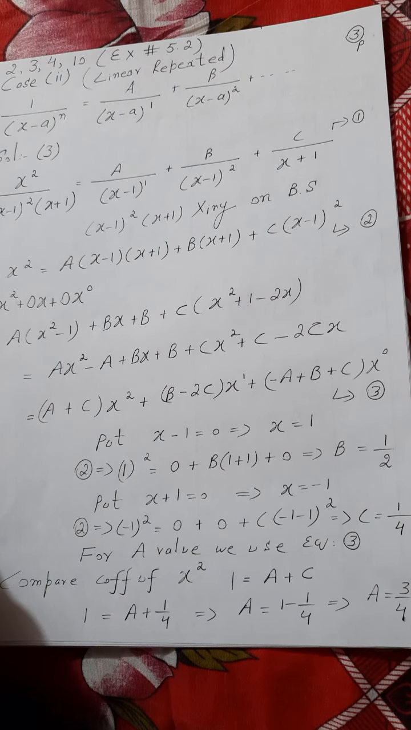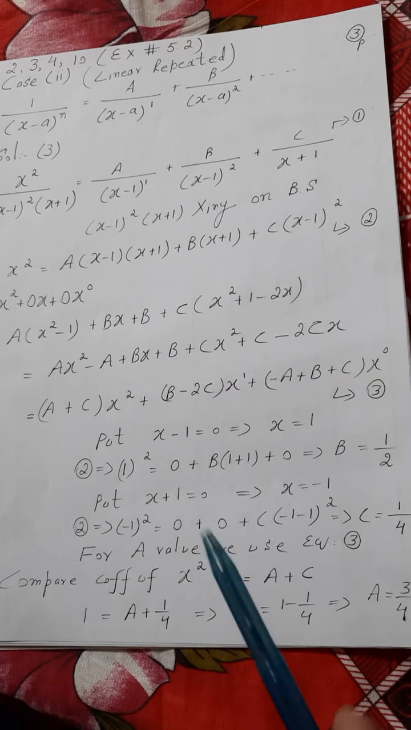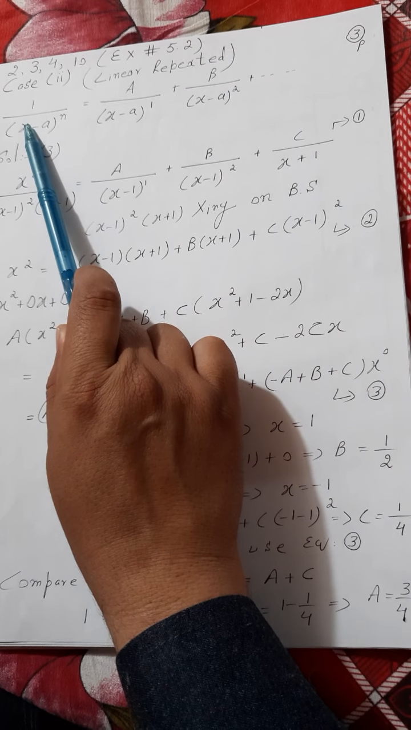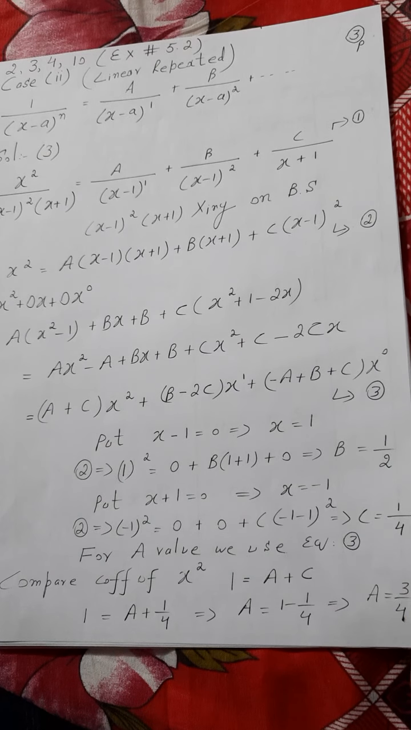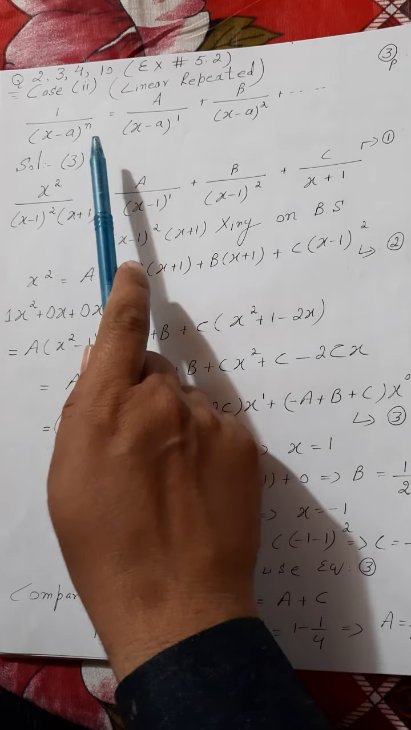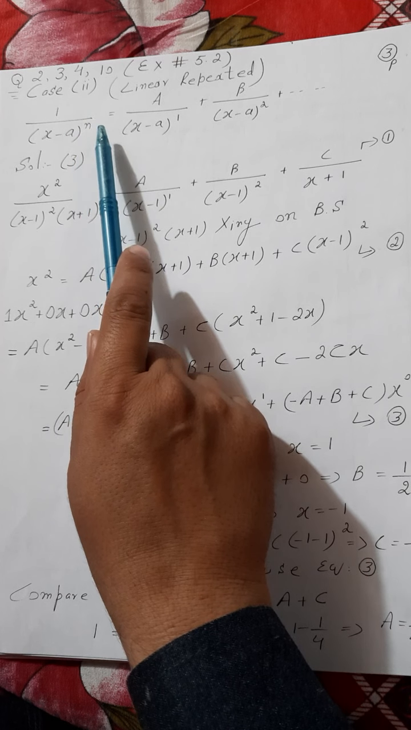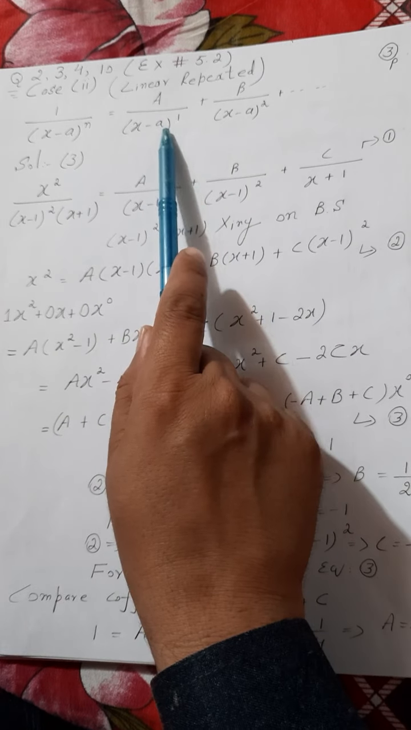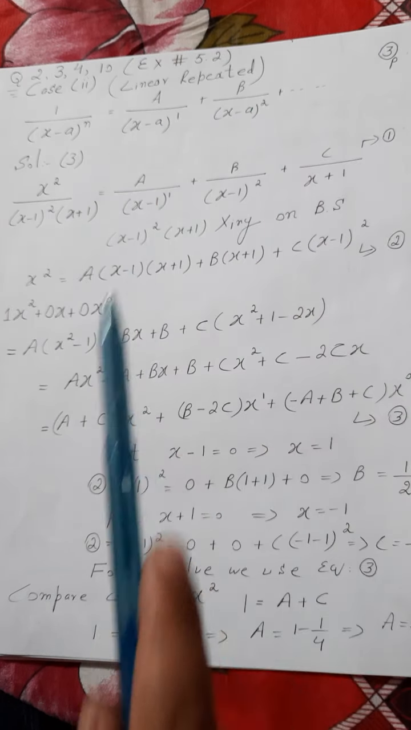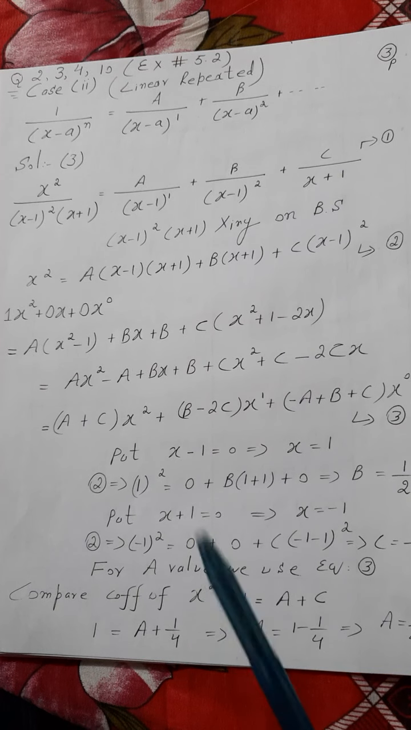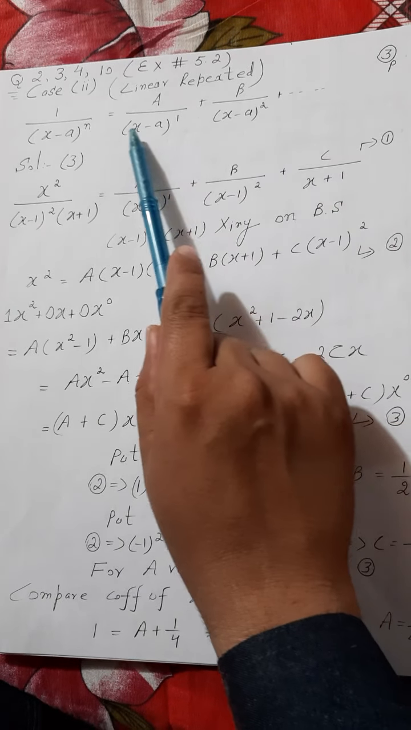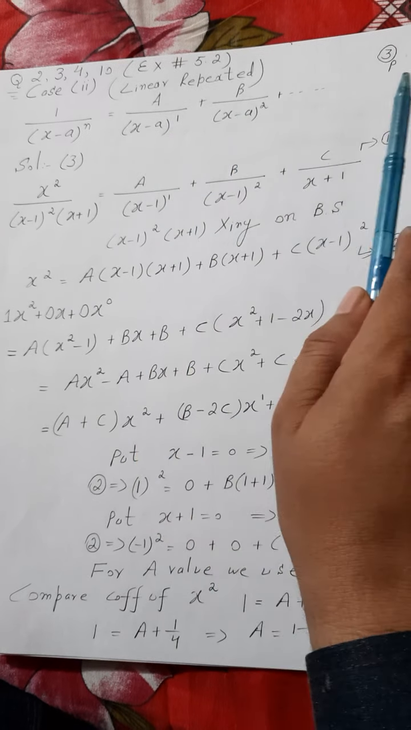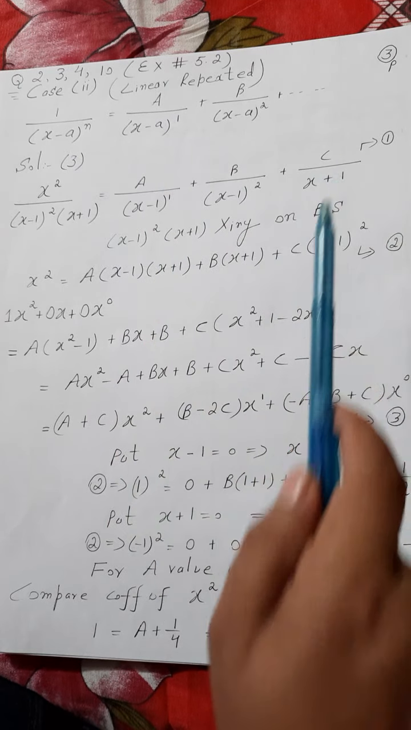Next we start case number 2, which is linear repeated factors. Linear means x raised to power 1, and there is x minus a raised to power n. Put n equal to 1, 2, 3: x minus a whole square. It means that x minus a is repeated, and so on up to x minus a cubed. There is a linear but repeated factor. Repeated means x minus a 1 time, 2 times, and so on. So in this case we proceed further.